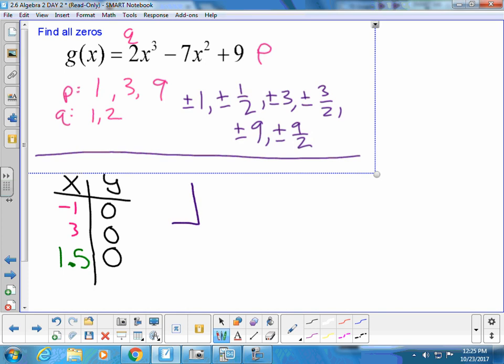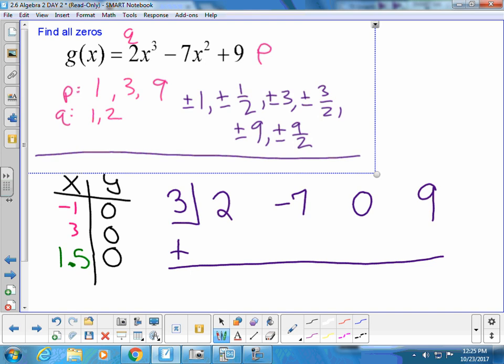Which one do you guys want to verify first? +3. I heard most people say 3. Doesn't really matter. So we'll start with our 3. Do we need any zeros in our setup? We do, between the -7 and the 9, because there's no x value. There's an x to the 3rd, there's an x squared, there's no x to the 1st. Does that make sense?